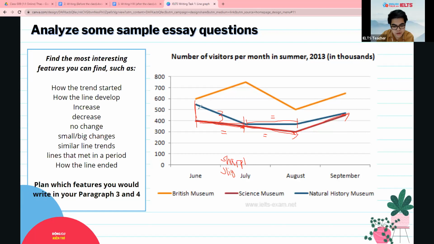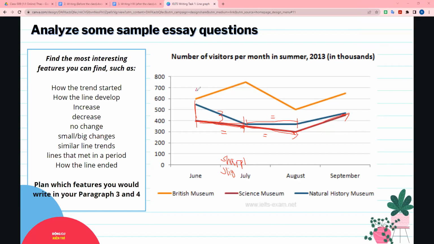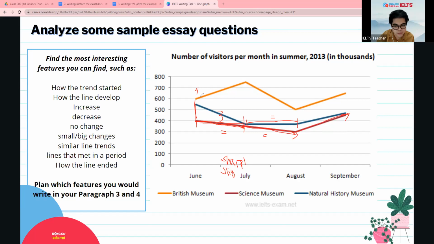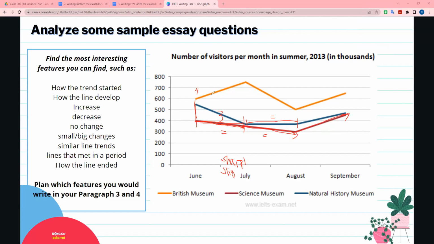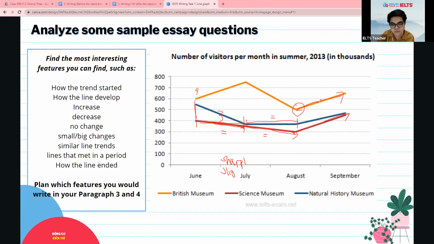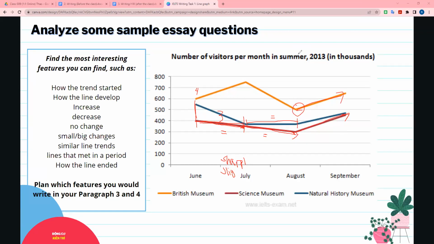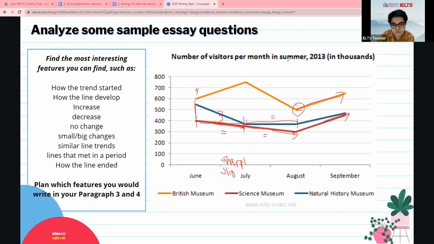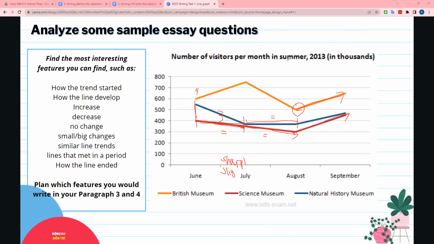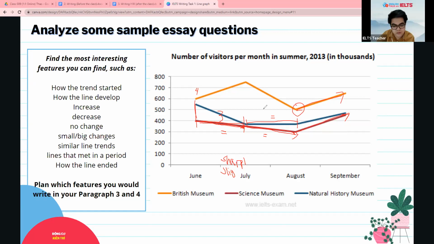And in paragraph 4, you will write about British, right? Yeah. Okay. But there's not much to write about British. How would you write it? I'll compare with the rest. Okay, can you give it one last try? From August to September, it also increased like the rest. Okay. And maybe from June to July, it increased, while the rest decreased, I guess. And it is the same for the next two months. Okay.